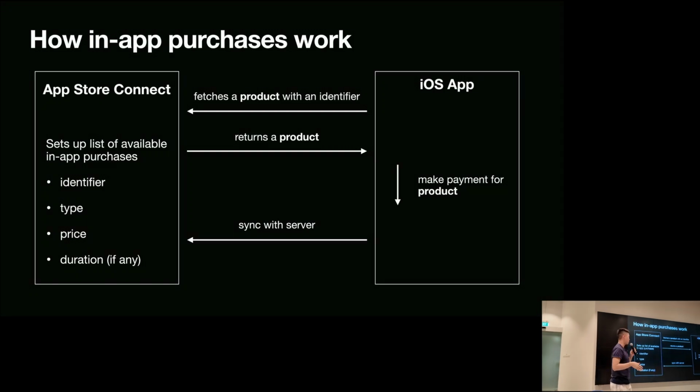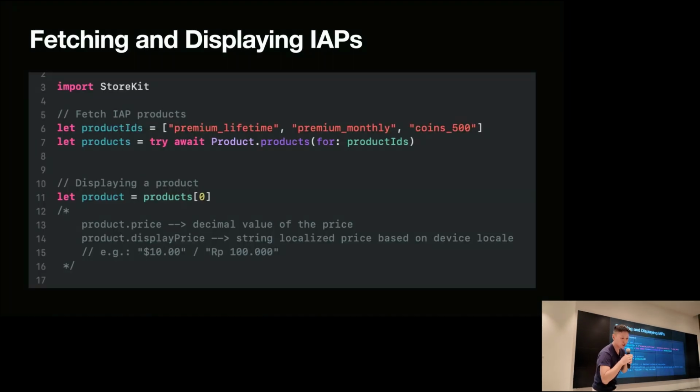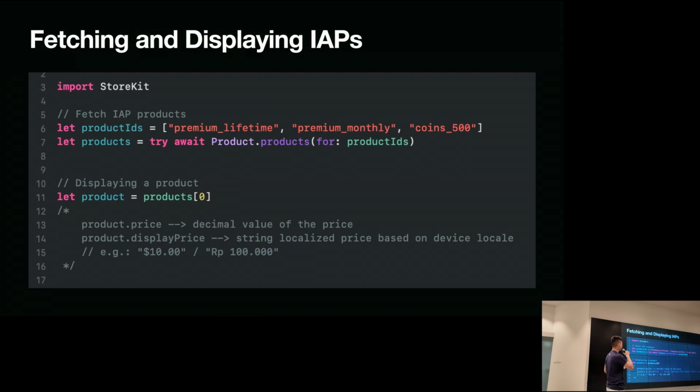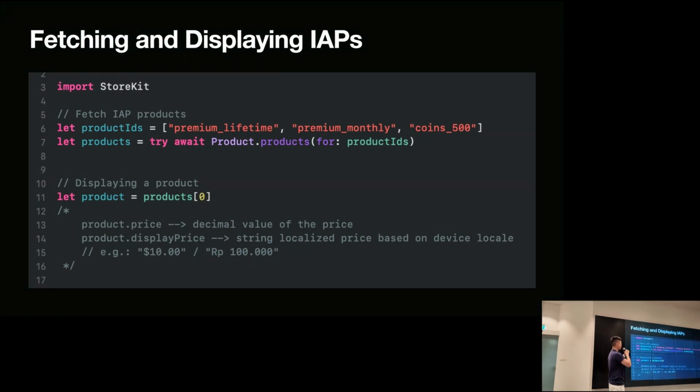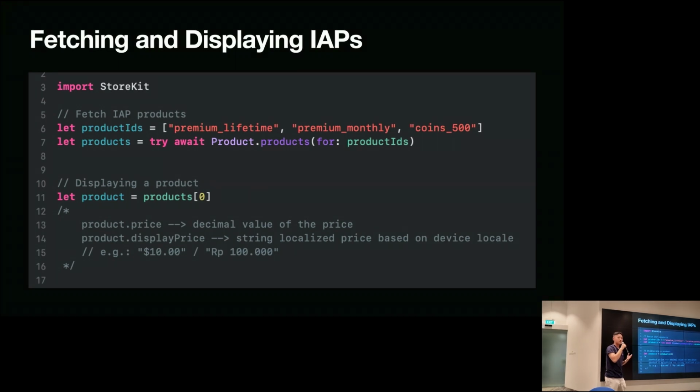Just to show how simple it is, I've provided a very simple code to fetch and display in-app products. When we import StoreKit and have set the identifiers in our StoreKit platform, maybe it's hard-coded, or maybe you have it coming from a back-end service. With these identifiers, you can immediately call Product.products for product IDs, and it will return an array of in-app purchases that is configured in your StoreKit.